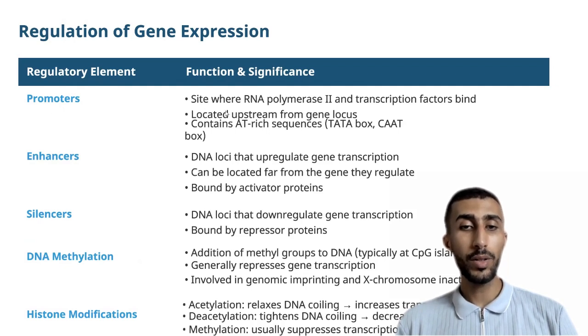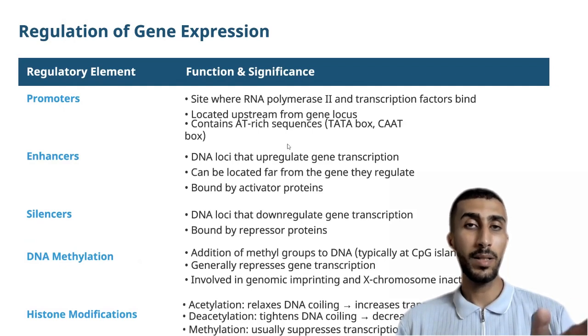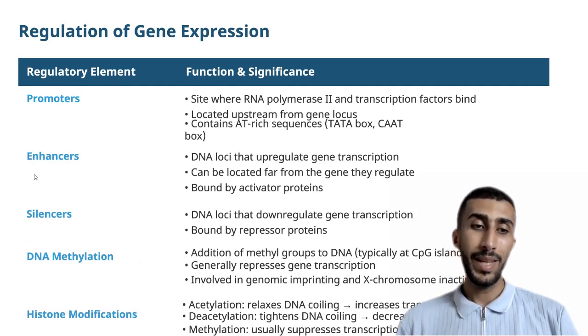The promoters are located upstream from the gene locus. It doesn't mean at the start of the gene locus; it occurs upstream of it. The promoter is the site with AT-rich sequence, which has 2 hydrogen bonds that are easy to break, to start transcription from this sequence. So these are the promoter regions upstream from the gene locus, the site for RNA polymerase 2 and the transcription factors to act.